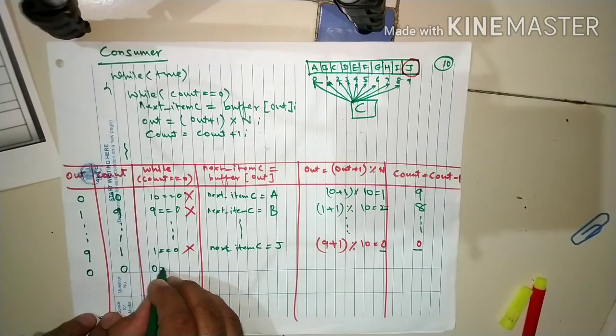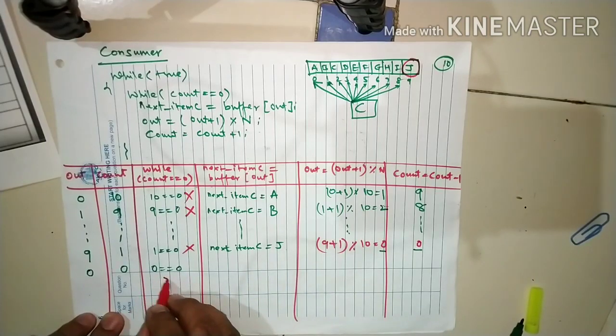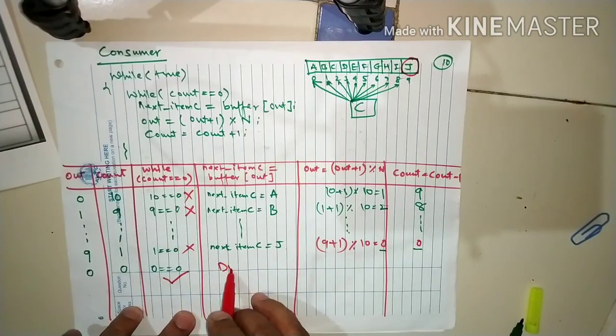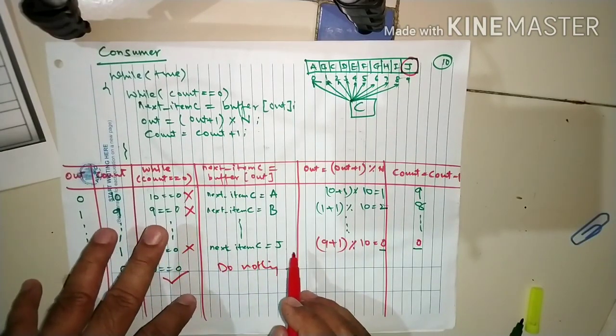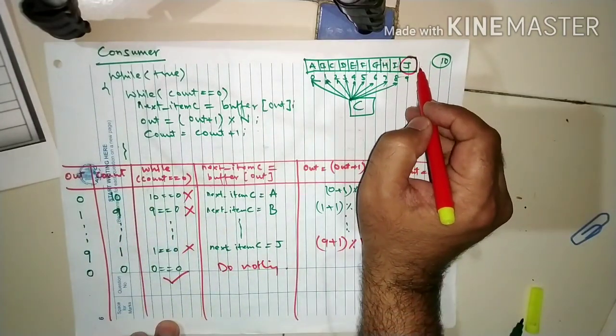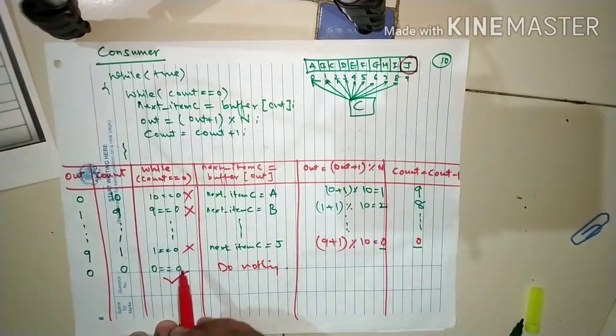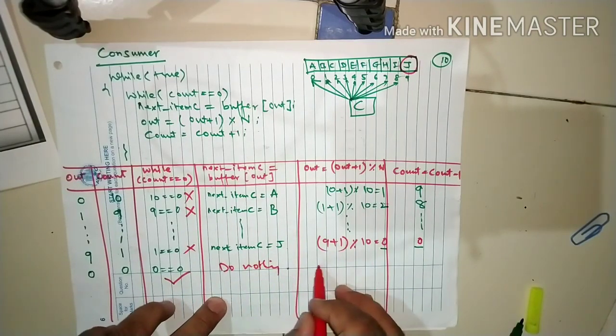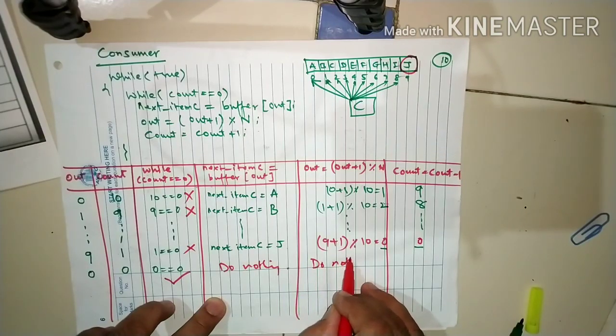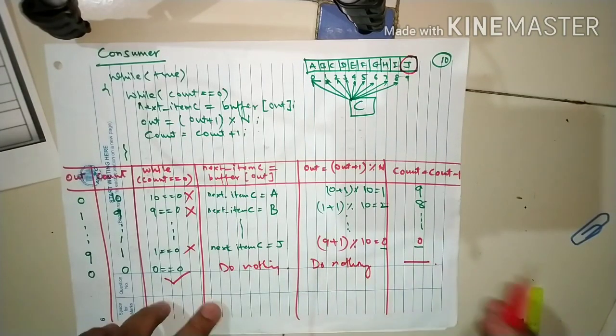In the last case, count is 0, and 0 is equal to 0. If 0 is equal to 0, the condition is true, so we have to do nothing. Why don't we have to do anything? Because there is no element present in the buffer right now.